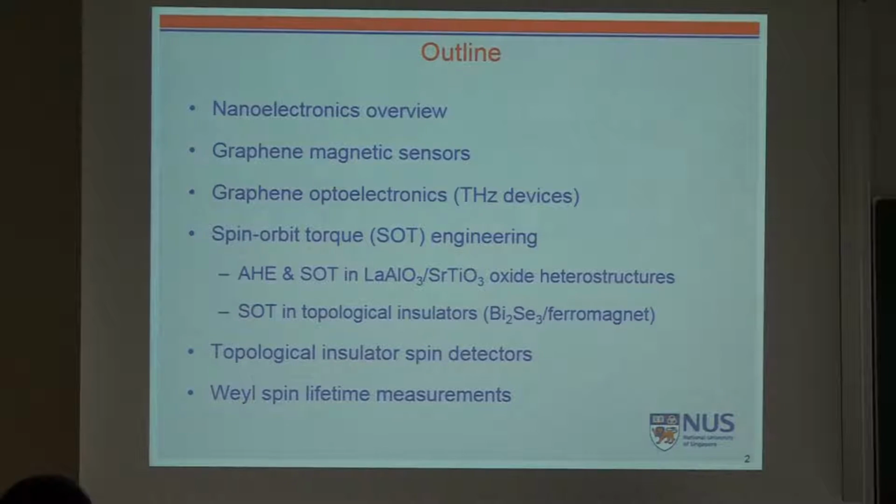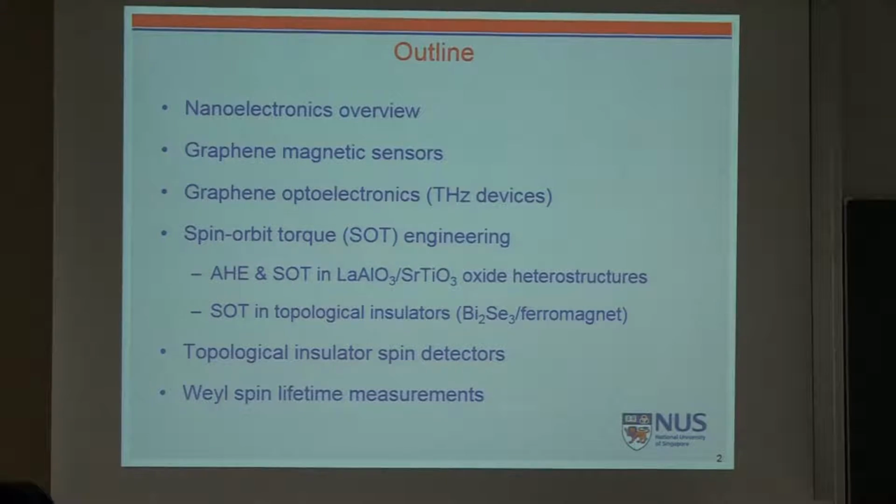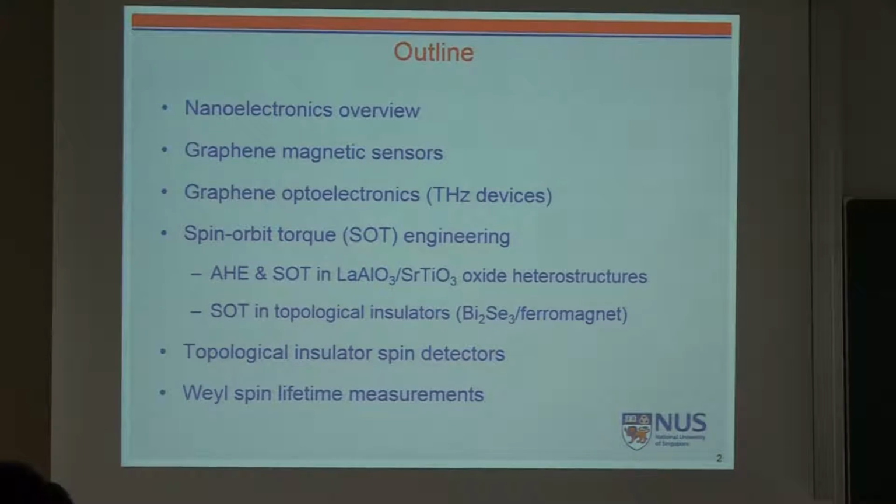So this is the outline. I'm going to give some overview, my view about nanoelectronics and nano-optoelectronics. Then I'm going to show some applications using graphene, magnetic sensors, and terahertz devices, which I believe are the most promising electronic applications of graphene. Then I'm going to show some of the research activities in my group on spin-orbital memory, using materials like lanthanum aluminum oxide and strontium titanium oxide. This is a perovskite two-dimensional electron gas material, and we are trying to utilize it for spin orbital switching.